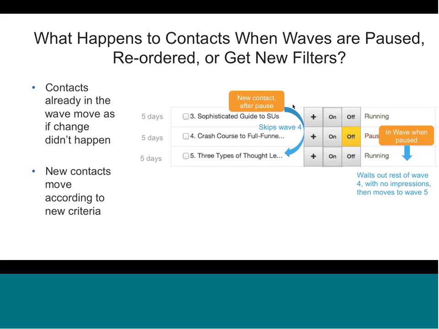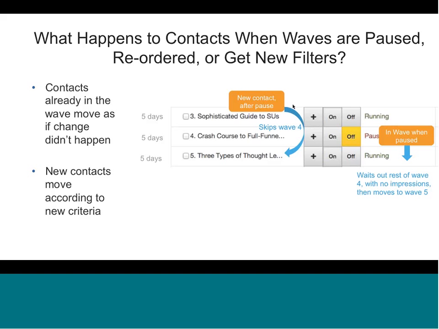Works similarly if the order is changed. So let's say that 3 types of thought leadership is doing a lot better than sophisticated guides to SUs. We might move that to the top. So someone that's in wave 3 when that change happens, they actually won't get the 3 types of thought leadership. They'll stay in sophisticated guide, and then they'll move to crash course, and then they'll move to whatever might be below that or not.